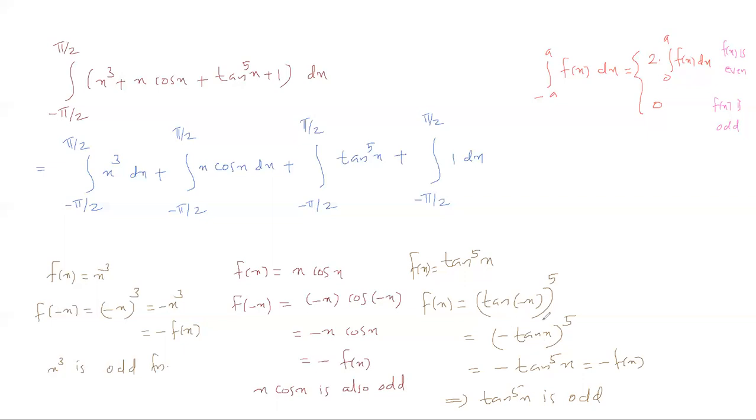So this will become like this. The first values are 0 plus 0 plus 0 plus integral of 1, which is x, from minus pi/2 to pi/2. So upper limit pi/2 minus lower limit minus pi/2. So pi/2 plus pi/2, which is 2 pi/2. That is, the answer is pi.